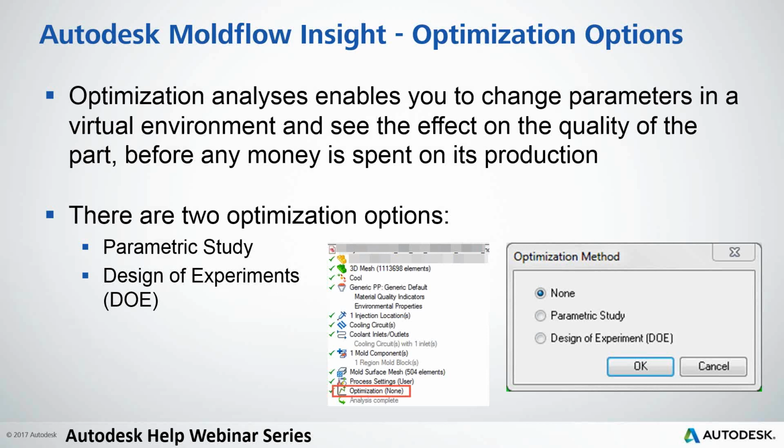Every analysis sequence in Moldflow has the option to run an optimization analysis. By default, as you can see here, the optimization method is always set to none. Here is where you can see that you have the option to change this to either a parametric study or a design of experiments. Today, we will be focusing mainly on design of experiments in Moldflow Insight, but I wanted to briefly touch on parametric studies in the following slide.